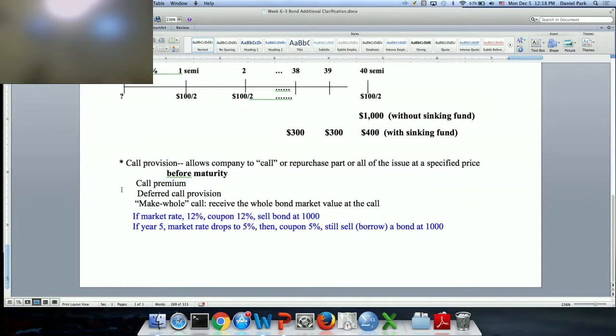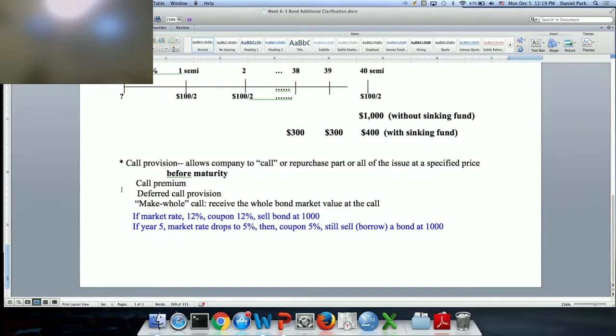Make-whole call means, simply, the investors will get not $1,000 plus $70, but whatever the market value is at the time. If the company calls and at that time the bond value is $900, then the company pays $900. If the bond value is $1,900, the company will pay $1,900. So the investors don't lose.